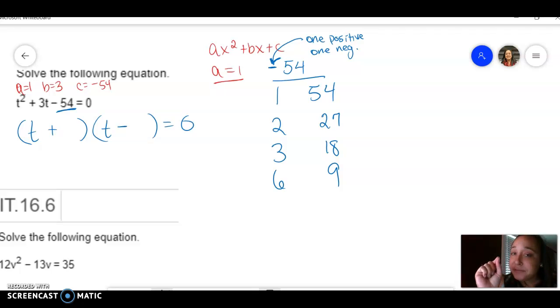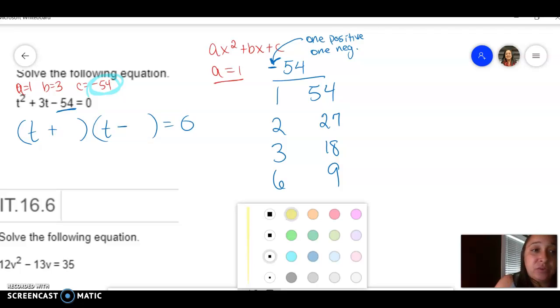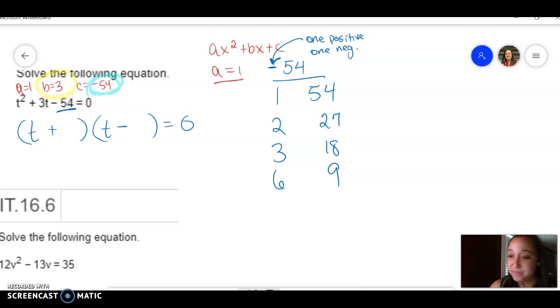But your goal here is to ask yourself which numbers are going to multiply to give me that C, which in our case was 54, but will add to give you B, which is 3. Well, I know one number has to be positive and one number has to be negative, right? But because this middle term is positive, that tells me that the largest number will have that sign. So the largest number will be positive. So that tells me that all my smaller factors here are going to be negative.